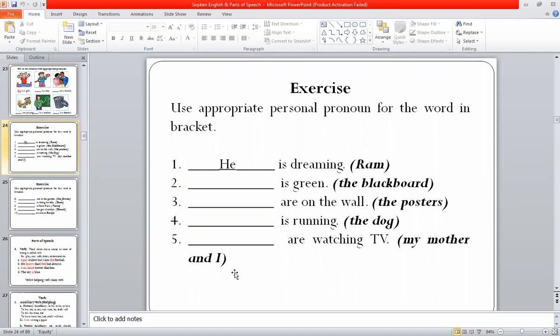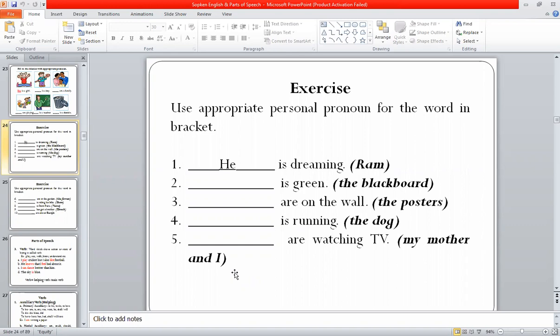Then the next exercise, let's solve it. Use appropriate personal pronoun for the word in the bracket. So they have given a word in the bracket and we have to use its appropriate pronoun. So the first word is Ram. Okay. So Ram is dreaming. What will be the pronoun for Ram? They have given the answer, that is he. He is dreaming.